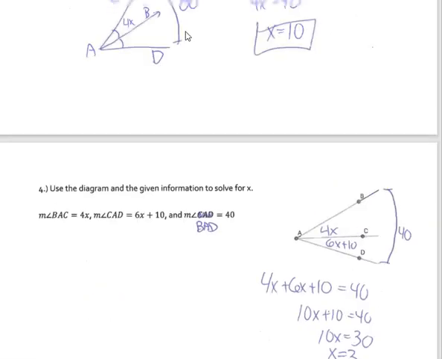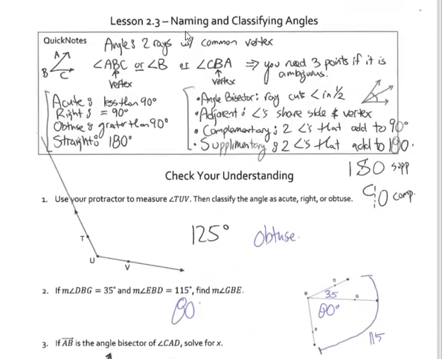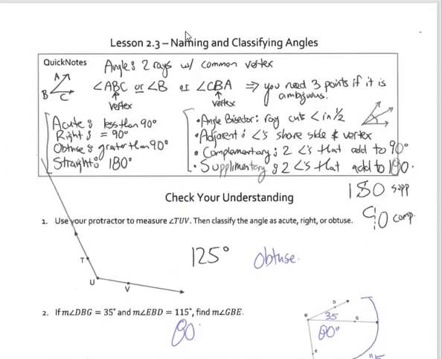All right, hopefully this made sense. The most important things are make sure you know the notation for angles, know when you can use 1 point, just the vertex, when you need 3 points, the different types of angles, acute, right, obtuse, and straight, angle bisector, adjacent, complementary, and supplementary. Make sure you understand all these terms and also know how to use a protractor.